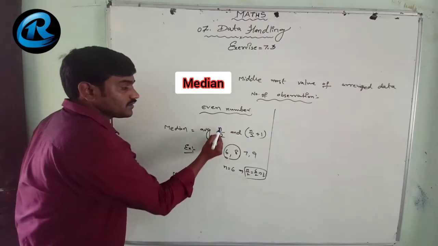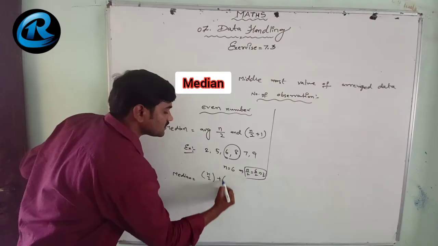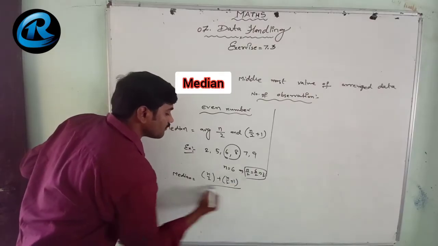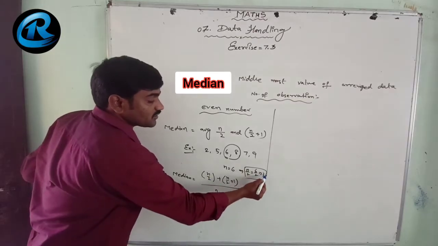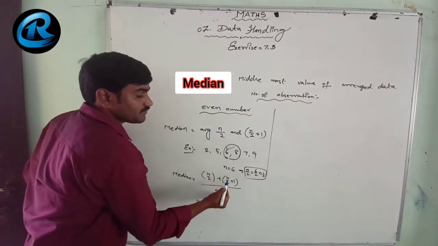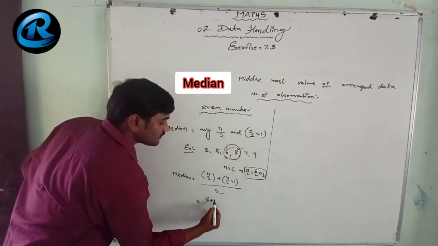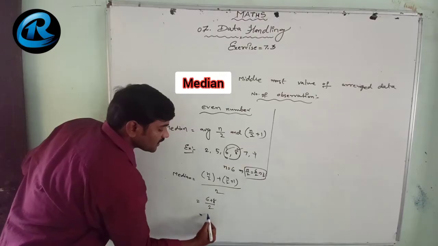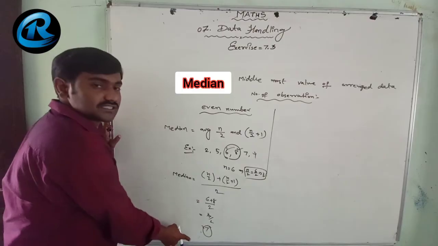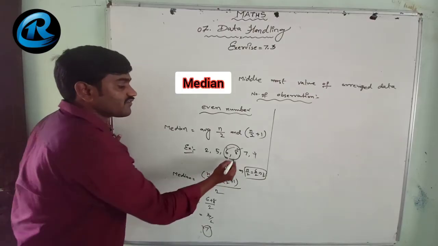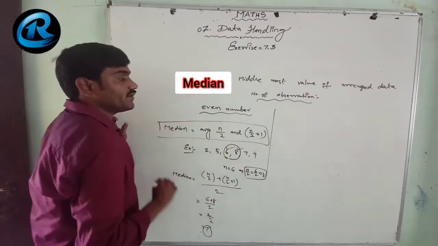We have to take the average of the n by 2 term and the n by 2 plus 1 term. n by 2 is 6 by 2, that is the third term. The third term is 6. n by 2 plus 1 is the fourth term, that is 8. The average of these two, 6 plus 8 by 2, that is 14 by 2, that is 7. The median is 7. It depends on the number of observations. If the number of observations is even, this is the formula to find the median.